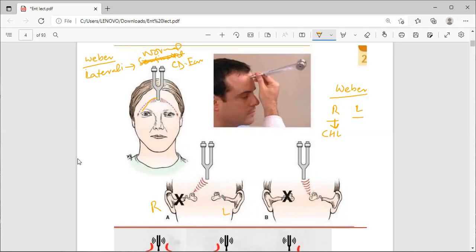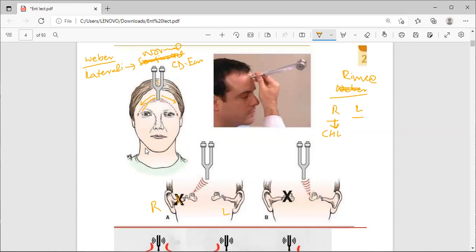Now, if the patient is having conductive hearing loss, sorry, this is the Rinne test. Suppose the patient is having conductive hearing loss in the right ear. Here you can see in the right ear he is having conductive deafness. So you will strike the tuning fork on the head, on the vertex, so it will be equidistant from both ears.